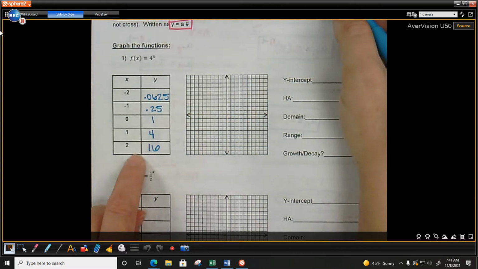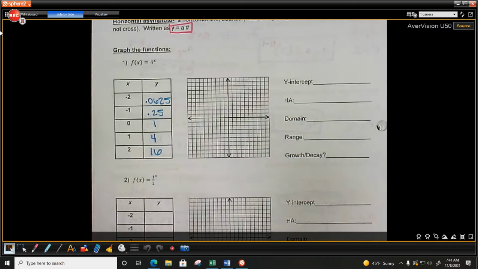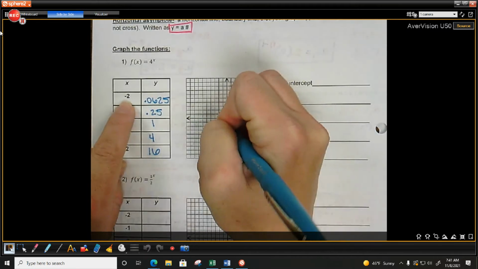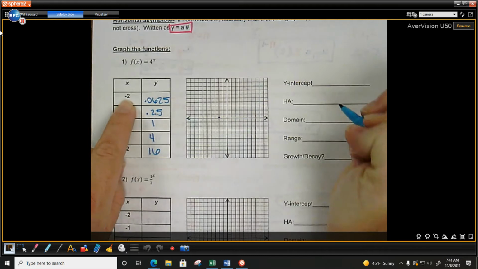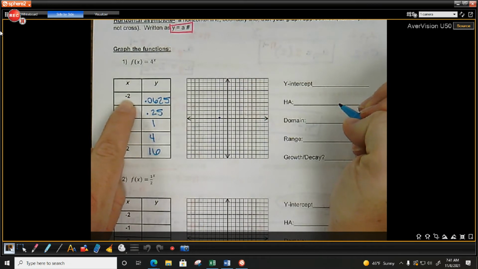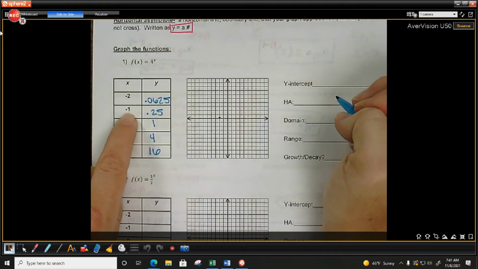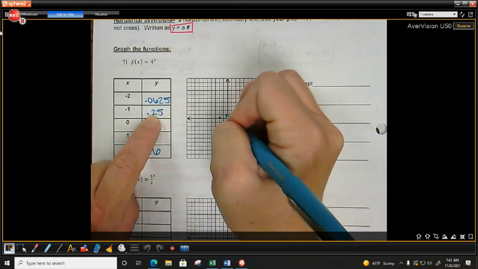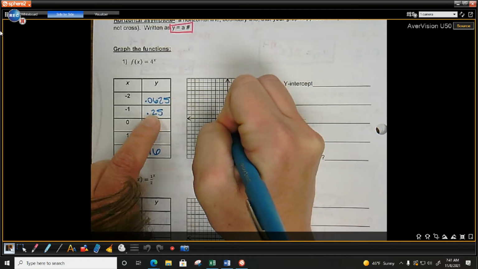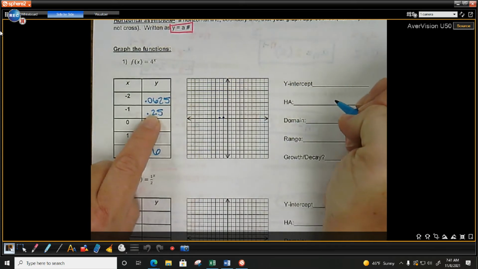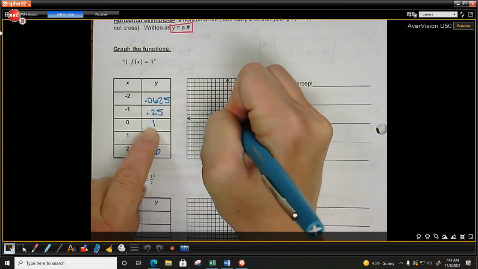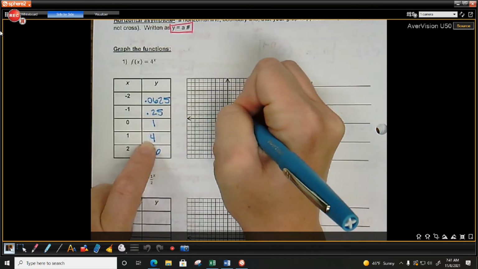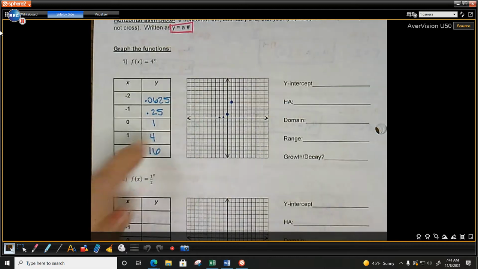This 16, does that even fall on our graph? No, because my graph only goes up to 10. So when I do -2, it's basically at 0. Notice how I put it just slightly above it. And then same with the -1, 0.25. Is the 0.25 bigger than this? Yes, but very small. This is still very close to 0, so it's just slightly higher. But then 0, 1, and 1, 4. Okay, don't draw your curve yet.